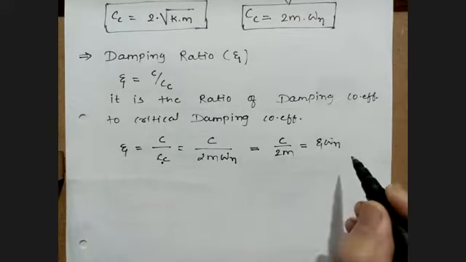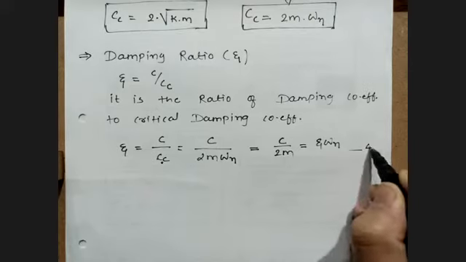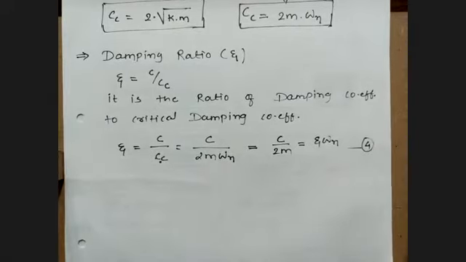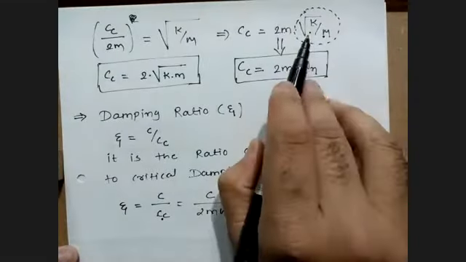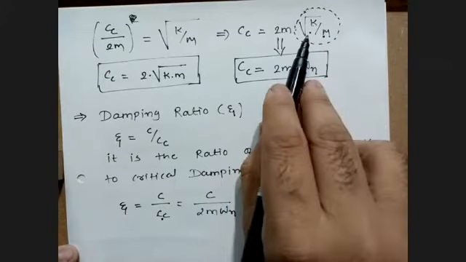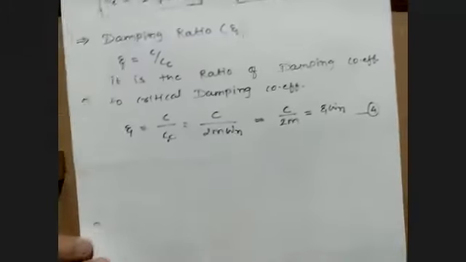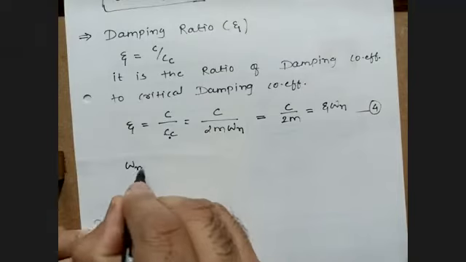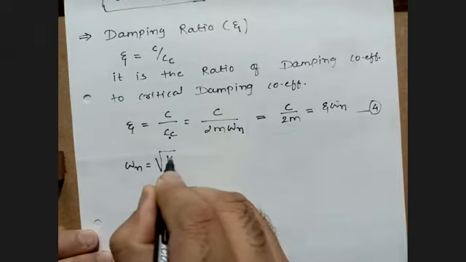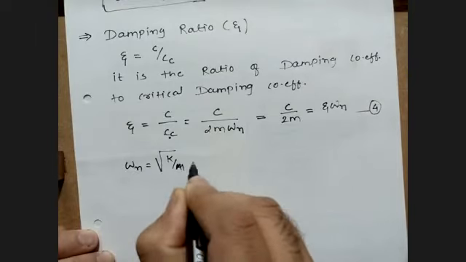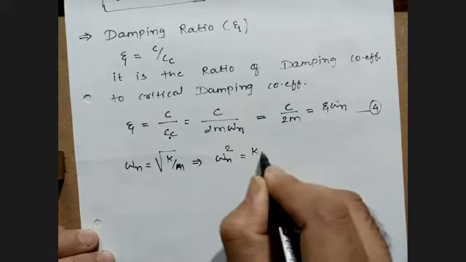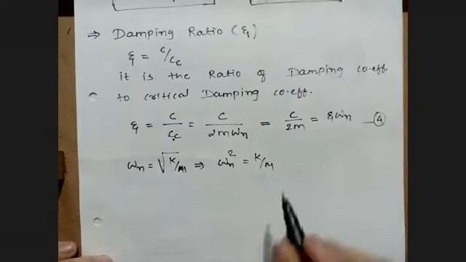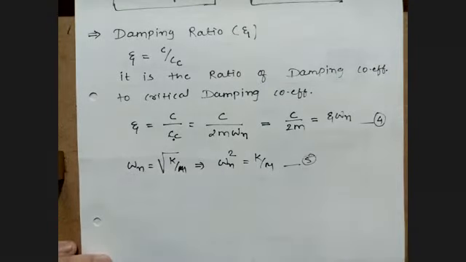Let us consider this equation number 4. Previously we used up to equation 3. Same way we can also proceed for this equation. Omega n is the square root of k by m. So omega n, the natural frequency, is given as the square root of k by m. From this we can write omega n square is simply k by m. Let us say this is equation number 5.